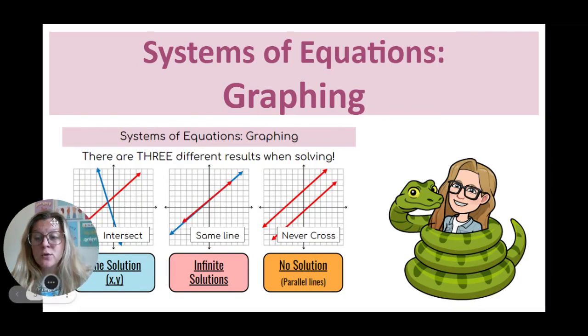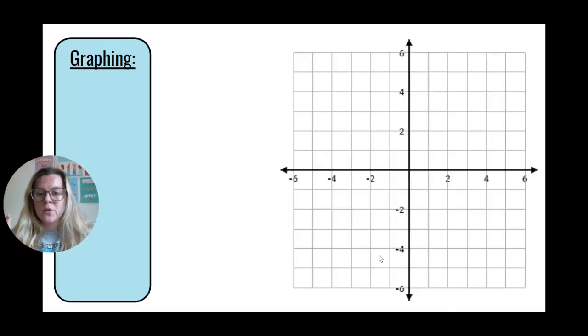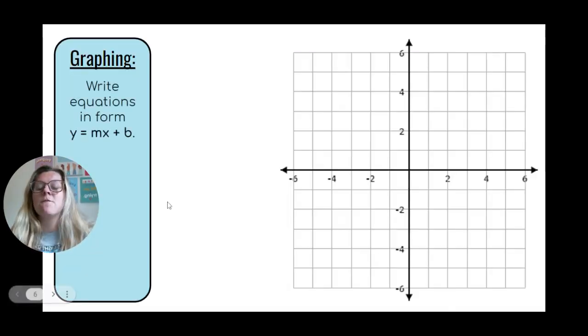So here's the reminder. We could have three different options. We can have one solution where they intersect once, infinite solutions where it's the same line, or no solution if they're parallel.